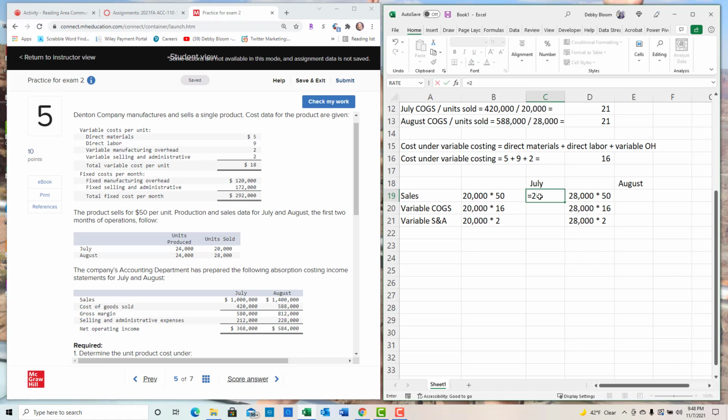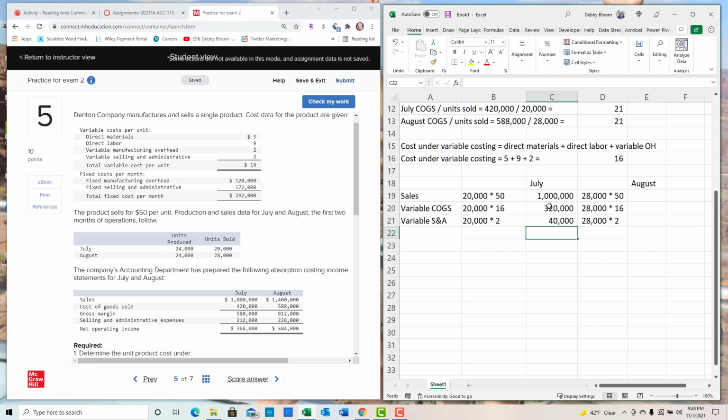So we're going to take 20,000 multiplied by 50. Don't worry, that just means the cell isn't wide enough to hold the number $1 million. 20,000 times 16 and 20,000 multiplied by 2. For August, 28,000 times 50, 28,000 multiplied by 16, and 28,000 multiplied by 2.